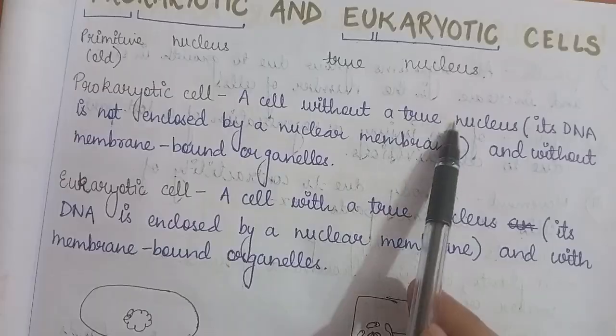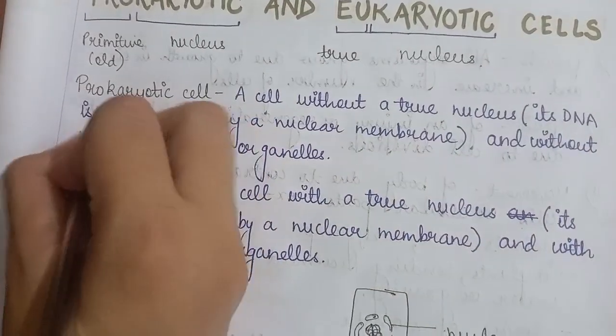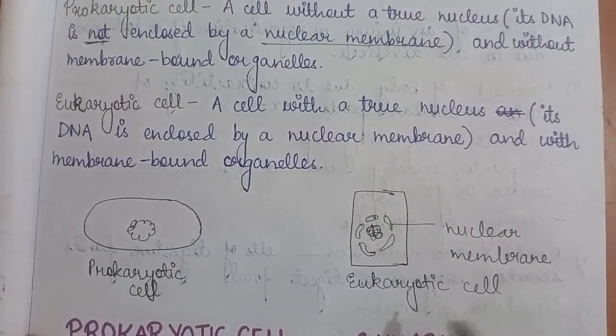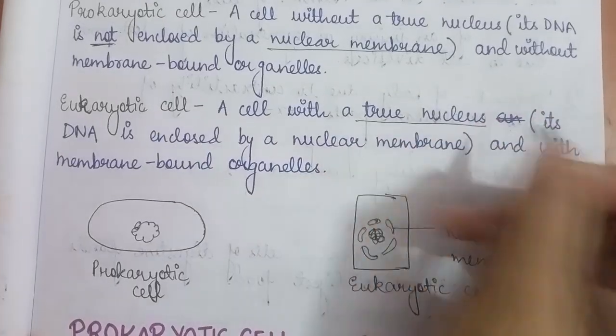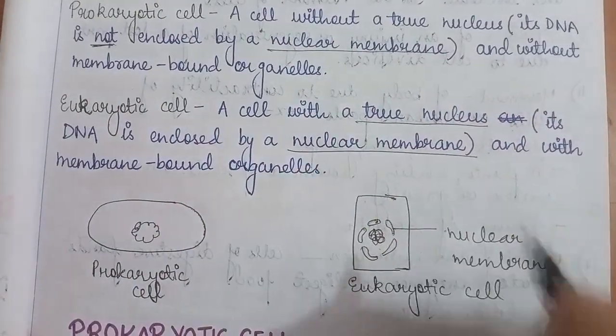And you can see the point also: a cell without a true nucleus means its DNA is not enclosed by a nuclear membrane, no nuclear membrane present. While in eukaryotic, a cell with a true nucleus, means a true nucleus is present, its DNA is enclosed by a nuclear membrane. See the second point.